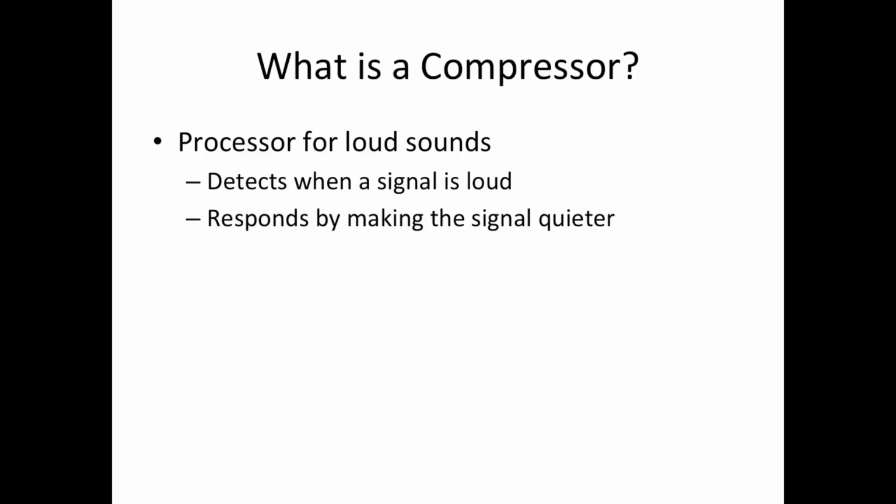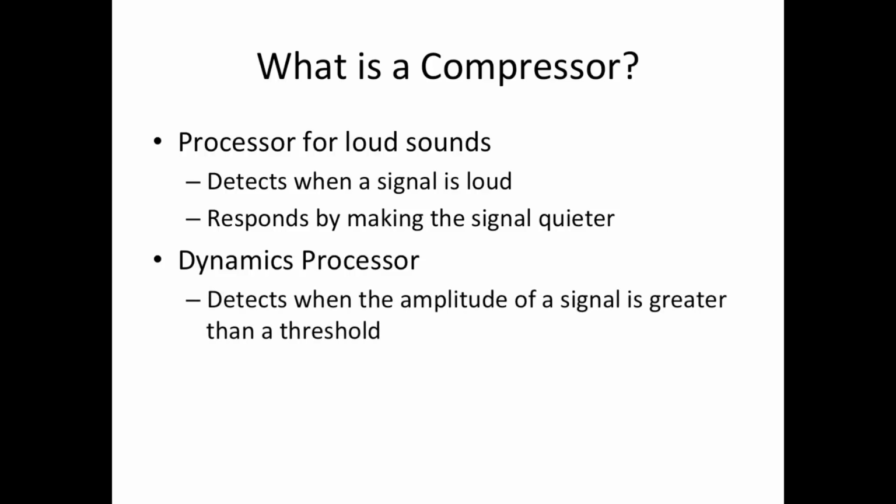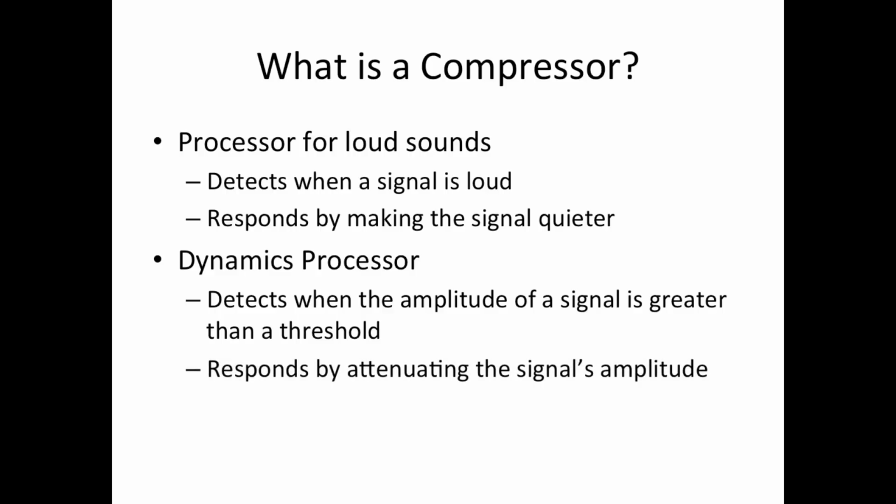In very common language, a compressor is a processor that deals with loud sounds. So what does it do? A compressor will detect when a signal that you have recorded is loud. And when it detects that a signal is loud, then it's going to respond to that loud sound by making the signal after that quieter. Now, to put this in a language that an audio engineer would work, a compressor is a dynamics processor. It deals with loud sounds. And it's going to detect when the amplitude of a signal is greater than a threshold. That's what it means when it detects that a signal is loud. Finally, it's going to respond by attenuating the signal's amplitude.